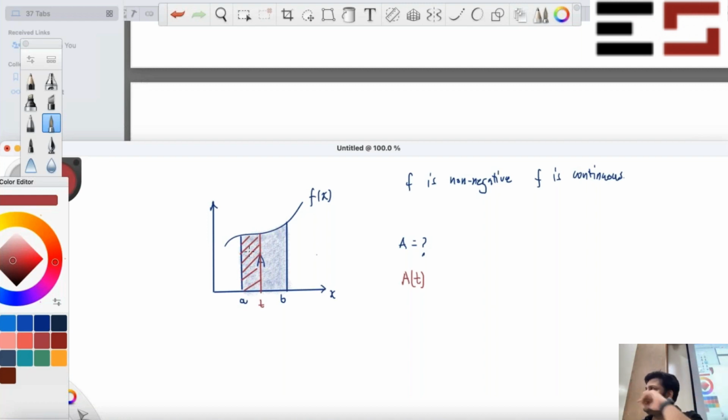Is that clear? Now can you tell me what is A(b) in terms of A(t)? What should I put in place of t so that I get this area? Exactly. A(b) is the area that I want. Do you agree? So if I can find this function A(t), do you agree finding A(b) is just plugging in b there? I'll get the area. So I'll not only find A(b), I'll actually tell you how to find this entire function A(t). Is that fine? Clear to everyone? Understood? So let's try and find this function A(t).